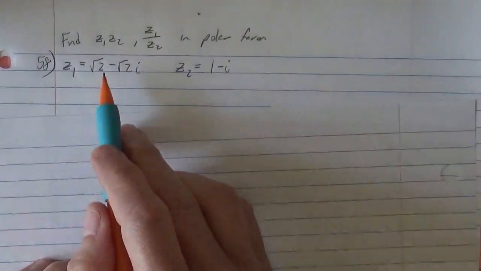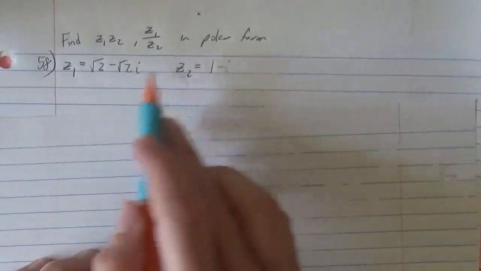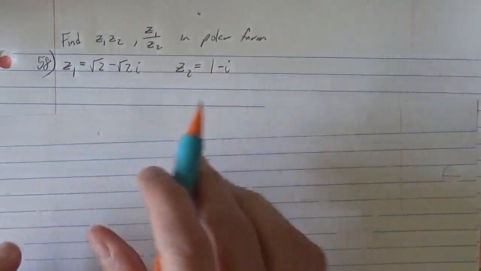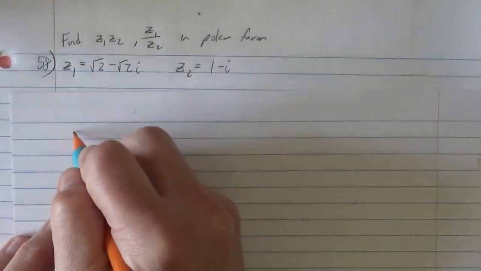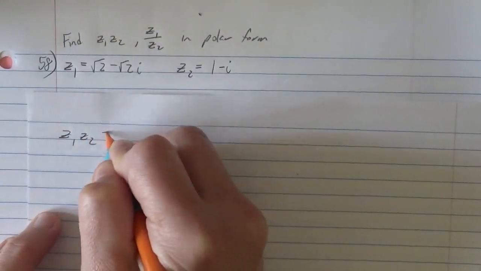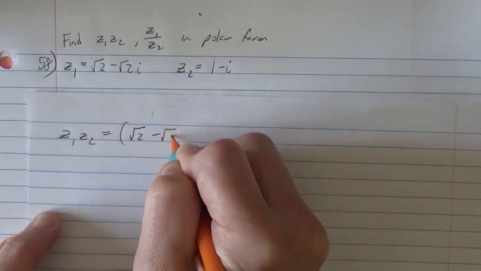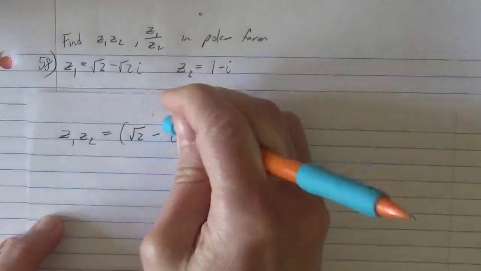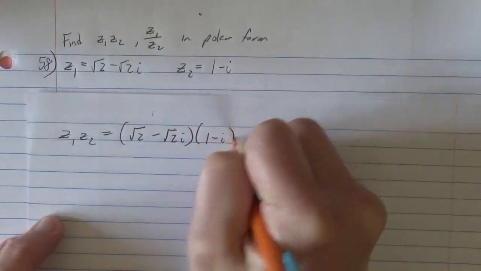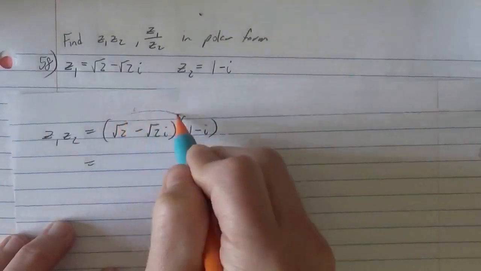So this problem gives us two complex numbers and wants us to multiply them together and divide them. And we're like, we already know how to do that, right? If you wanted to do z1 times z2, you could just expand it, right?